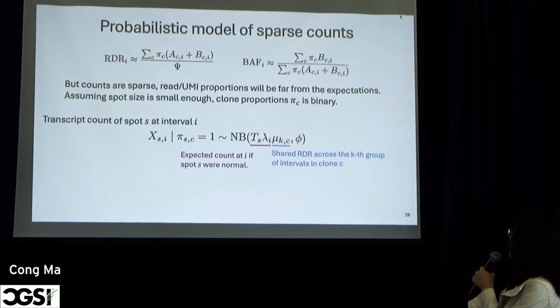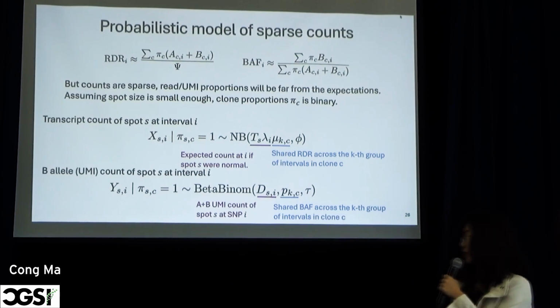And so here, the transcript counts, which correspond to the numerator part of the RDR, we may assume follow a negative binomial distribution where its mean parameter is the expected count if the spot were normal, scaled by the RDR parameter, the theoretical parameter from the copy numbers.